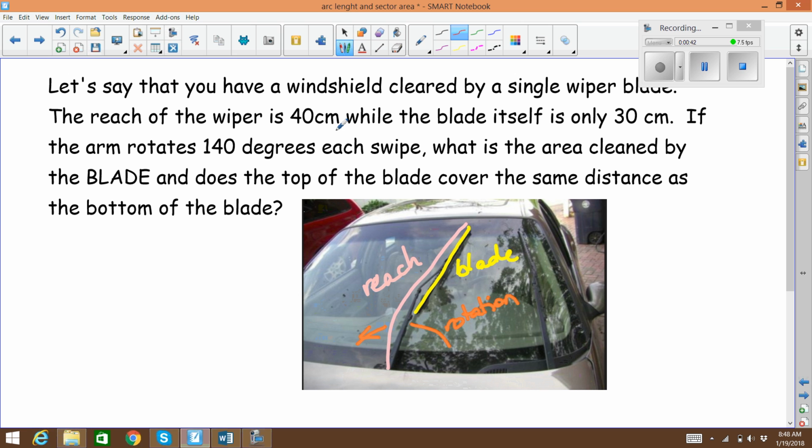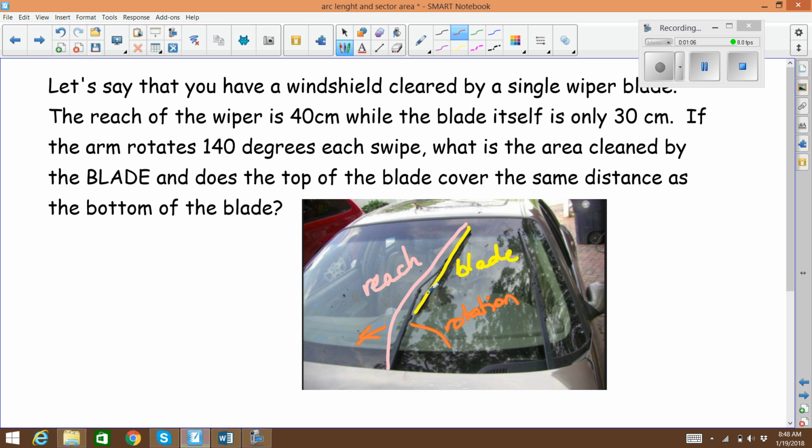Let's say that you have a windshield cleared by a single wiper blade, just like in the picture here. The reach of the wiper is 40 centimeters, while the blade itself is only 30 centimeters. If the arm rotates 140 degrees each swipe, what is the area cleaned by the blade, and does the top of the blade cover the same distance as the bottom of the blade?